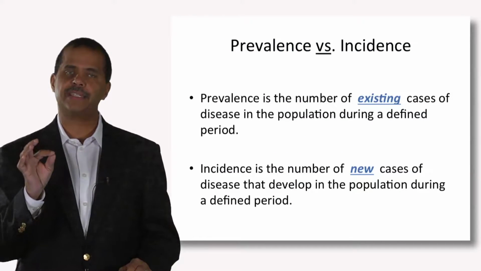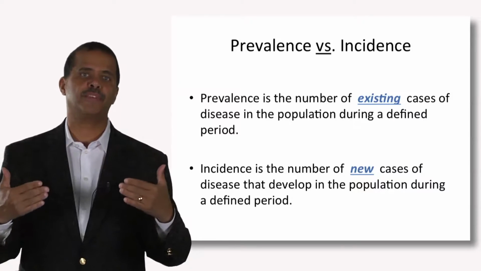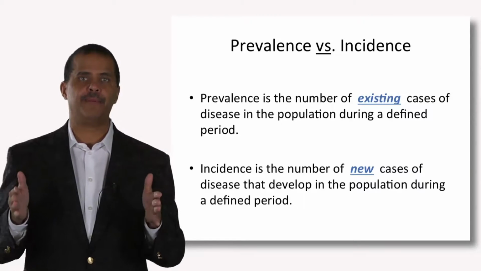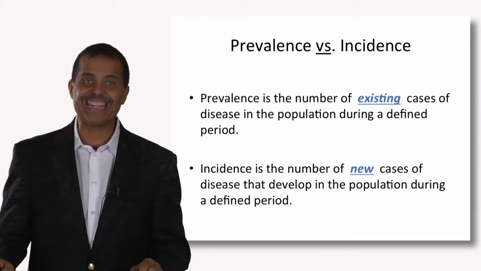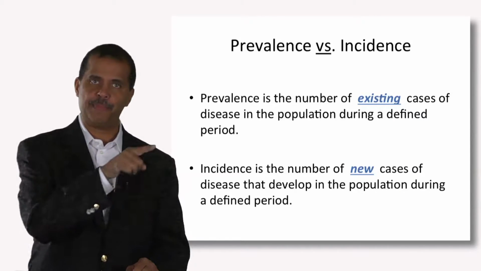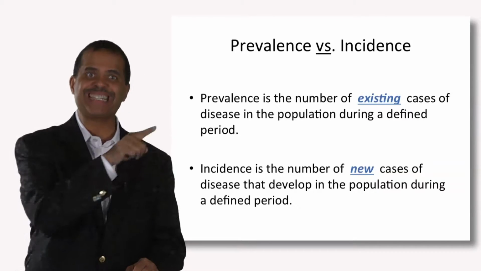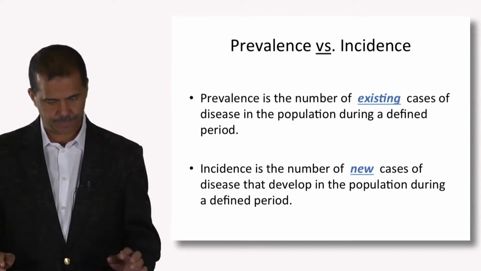So now let's distinguish prevalence from incidence. Prevalence really is the number of existing cases. If we go back to the cruise ship, how many people have these GI symptoms? Is it 10? Is it 20? Is it 100? Incidence is the number of new cases. So how many new people who previously did not show symptoms are beginning to get symptoms? So that's prevalence versus incidence.